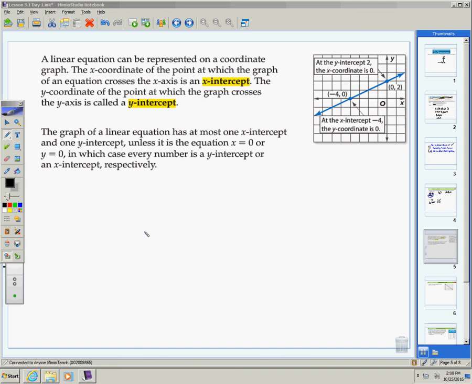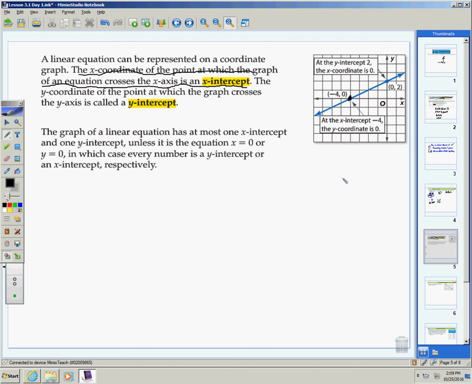Hopefully this next part is all kind of a review for you. We need to talk about what an x-intercept is and what a y-intercept is. An x-intercept is the x-coordinate of a point at which the graph crosses the x-axis. So basically, wherever we cross the x-axis, that's our x-intercept.